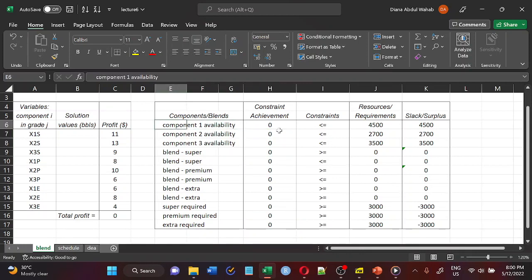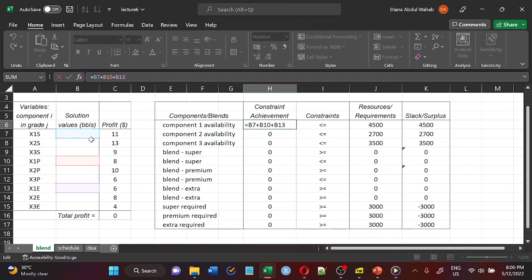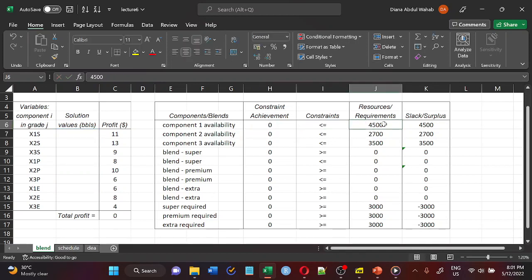Now let's look at the first one. This is component 1 availability. The availability of component 1 is given by this one. So you look at where I highlighted the cells, it is B7, which is the blue one here. B7 is X1S, X1P, X1E. So now we are only talking in terms of X1: X1S, X1P, and X1E. So this is all the component 1 that is being used in super, premium, and extra. And the constraint is that it must be less than whatever is available, which is 4,500.